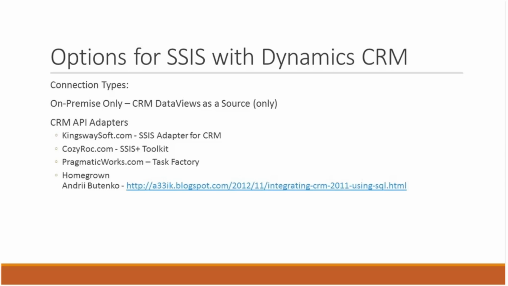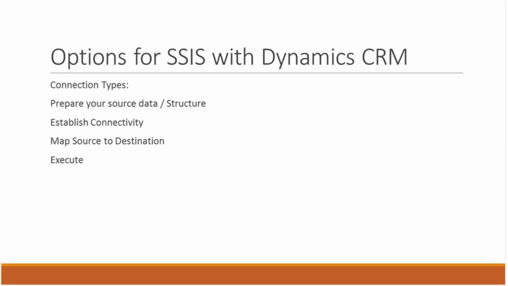We'll look at all this, but there are some choices of which ones are available. Kingsway Soft, you'll see there listed. They have a very good one. In fact, that's one I'll demo with. CozyRoc is very well received. There are some other ones, including Pragmatic Works, that have come out, and quite a few others. If you wanted to write your own, there are actually instructions on how to write your own if you enjoy pain like that. But my preference would be to work with something like Kingsway Soft because it opens up CRM as if it's just another destination in SSIS. And we'll take a look at how that operates.